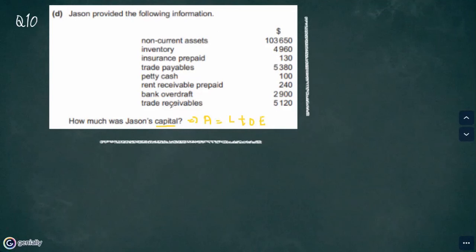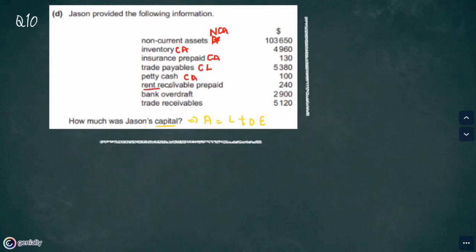Now, before we start doing this question, it's always advisable for you to identify where each of these items goes. Right now, let's look at non-current asset goes under the asset column. Inventory is our current asset. This is our non-current asset, right? And insurance prepaid is a current asset. Trade payables a current liability. Petty cash is a current asset.